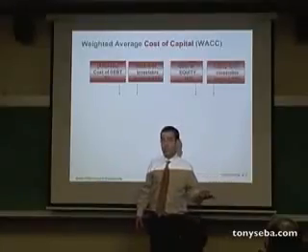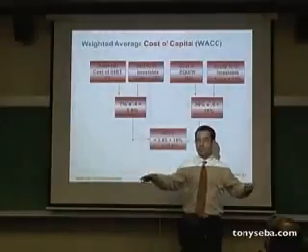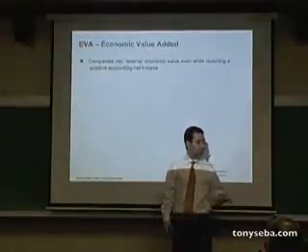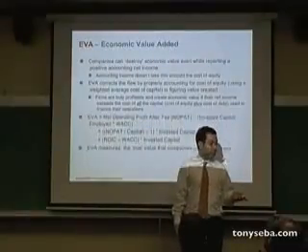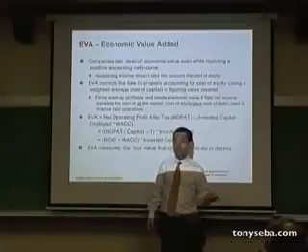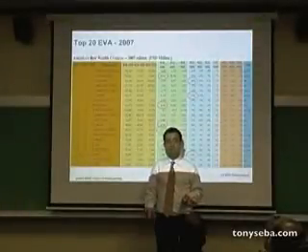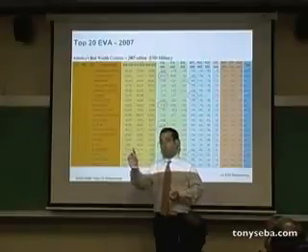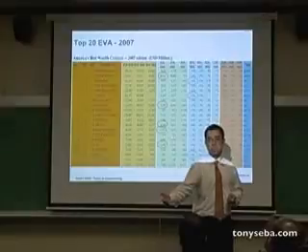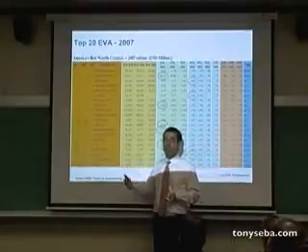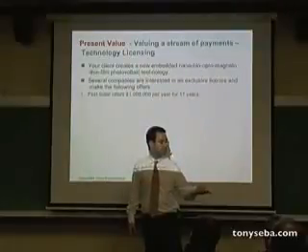Briefly, we looked at weighted average cost of capital and all the components, or in a simple way, EVA, economic value added, and how some of the public companies get measured using EVA. And we don't see more EVA because EVA is a proprietary measure. Otherwise, we would see more EVA. But we looked at present value, discounted cash flow.